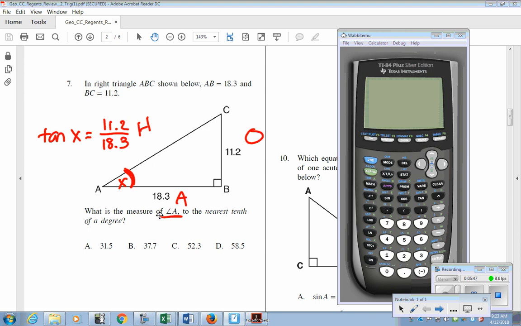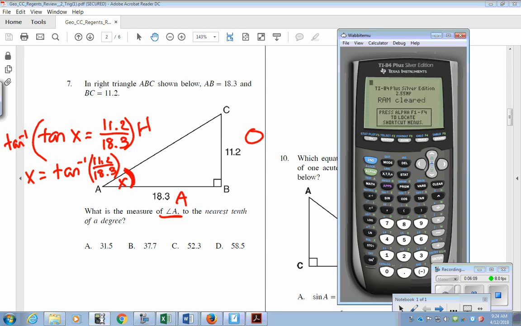So what we're going to have to do is use the inverse. We're going to take this whole equation and multiply by the inverse of tangent. So when you go to the calculator to find x, you need to do the inverse tangent of the fraction 11.2 over 18.3. Just make sure when you do that in the calculator, again, like I said earlier, make sure you're in degree mode. Always check that first. And then you would do second tangent to find the angle.